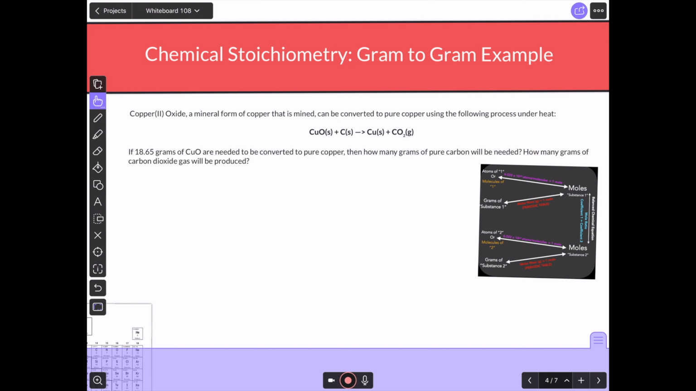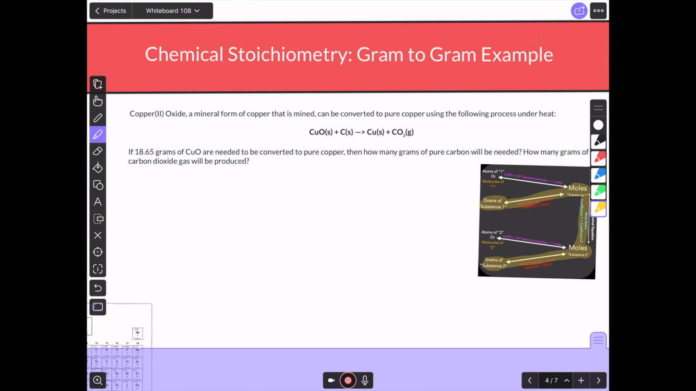All right, gram to gram. So if we're doing grams to grams, then we are going to start with the grams of a substance. We got to get to moles of that substance so we can use the mole ratio in the chemical equation to then convert to moles of another substance. And then we take the moles of that substance and go to grams of that substance. Okay? Grams to moles, moles to moles, moles back to grams. All right?